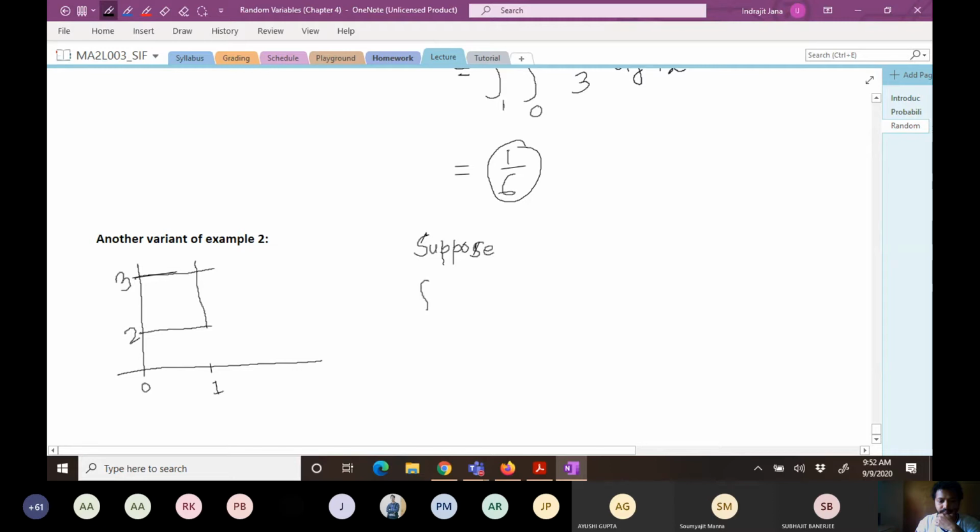the joint PDF is given by f(x,y), which is 2 over 5 times (e minus 1) y e to the power x, when x is between 0 and 1 and when y is between 2 and 3.